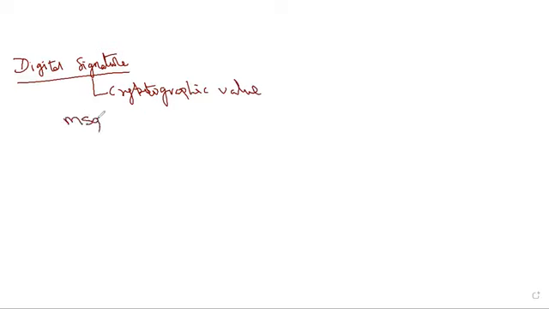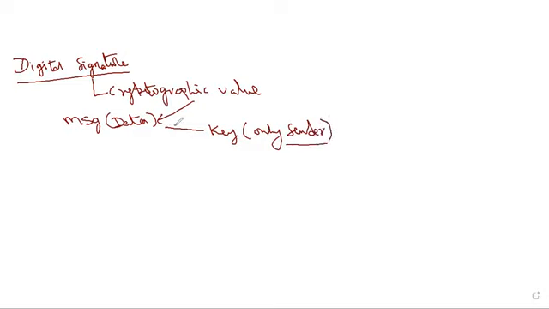Generally, this message or data is finalized by the sender, who wants to convey this particular information to the receiver, right? So this cryptographic value is generated from data with the help of a key. This key must be known only to the sender, because the sender is doing the digital signature on the message, right? Whatever the sender wants to send is called the original message. He must generate this particular signature.